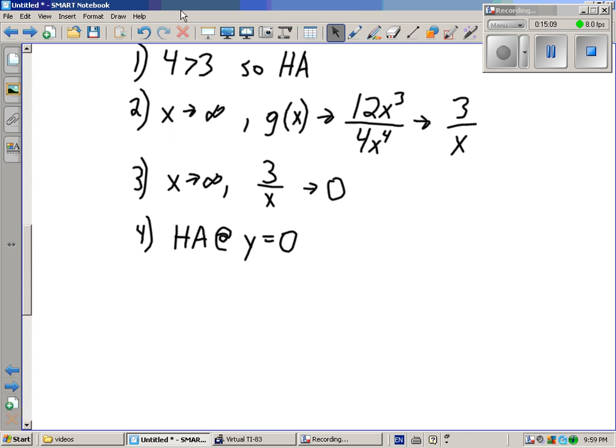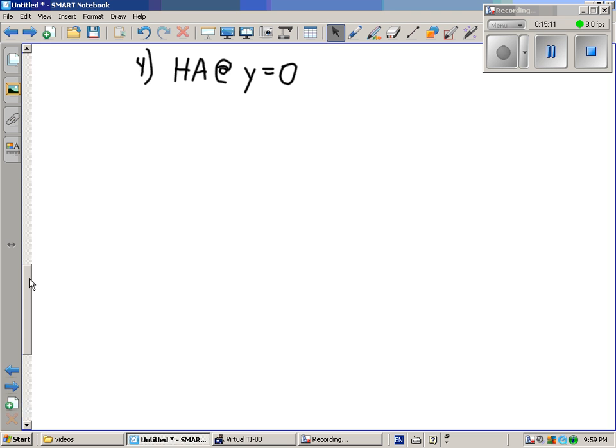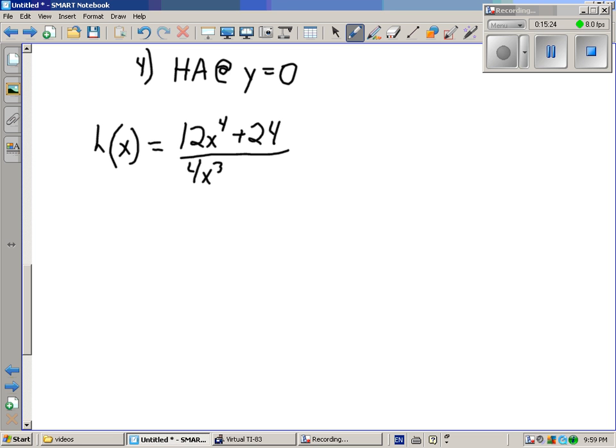All right, finally, let's try h of x is equal to 12x to the fourth plus 24 over 4x cubed minus 1. So this time I put the fourth power on the top rather than the bottom. Other than that, it's the same as the other two we just did.